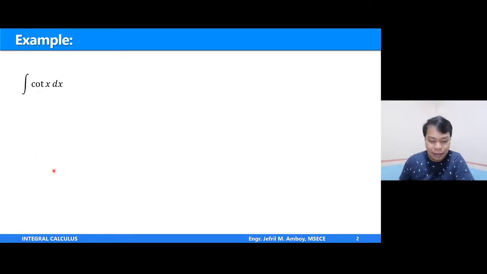Kung natatandaan natin, testingin natin kung gumagana, control P. Ibig sabihin nun pen. Tapos para makita nyo, control F9. Ayan, makikita nyo na siya.